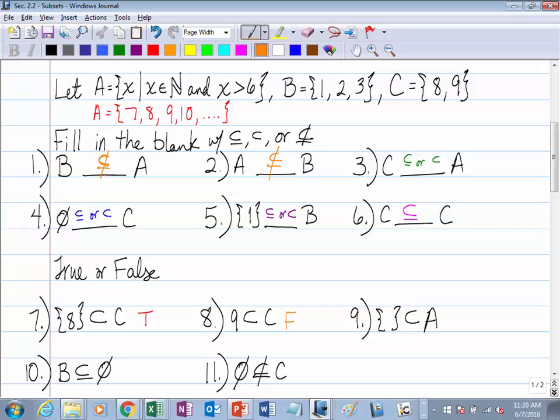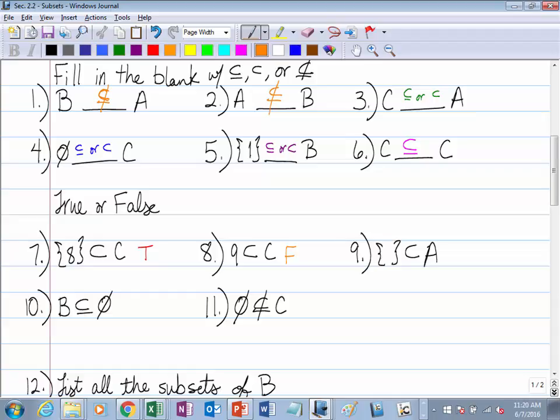So if it was the set containing 9 with the little curly brackets on it, then it would be true. So there is a difference between just the number 9 and the set containing just the number 9. Those are two different things. Number 9 is saying the empty set is a proper subset of A. That is true.